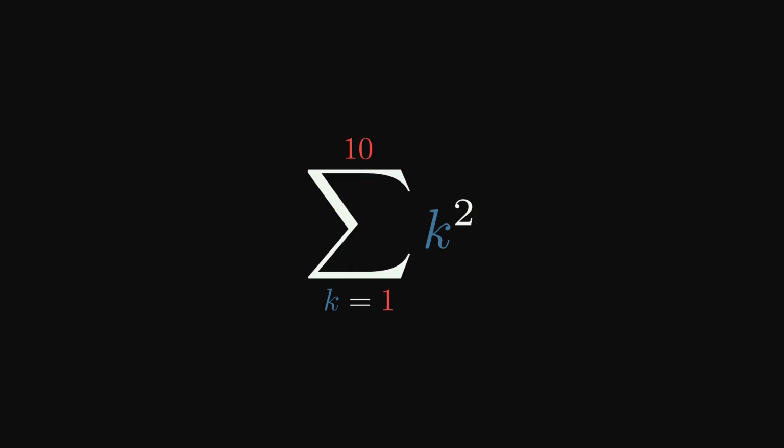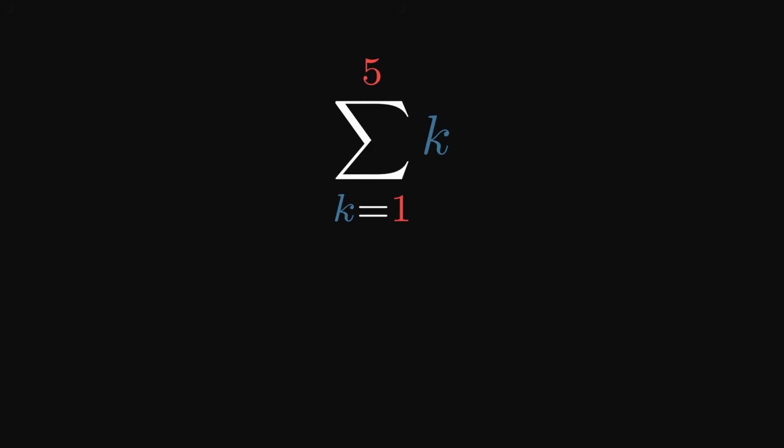Start, plug in, write it down, add 1 to the counter, plug in again. Keep going until the counter hits the top. Then add everything you wrote down. That is the entire machine. Nothing is hidden. Nothing is magic. Let me show you one.